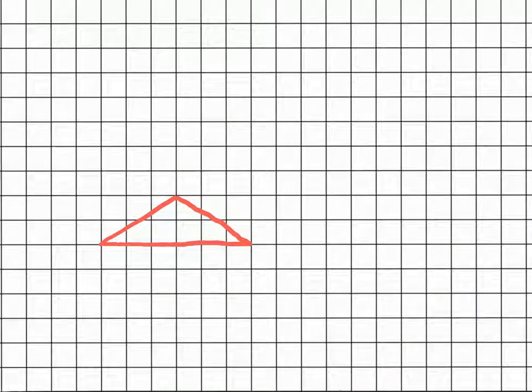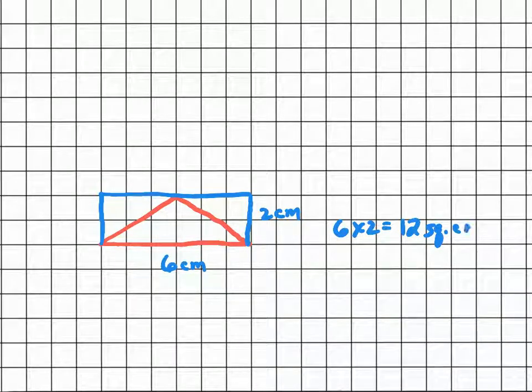Here's another triangle that we need to find the area of. We're going to do exactly the same thing. I'm going to take this triangle and construct a rectangle out of it. So if I construct a rectangle out of it, the area of that rectangle would be 1, 2, 3, 4, 5, 6. The base is 6 centimeters. The height is 2 centimeters. 6 times 2 gives me 12. So the area of that rectangle would be 12 square centimeters.